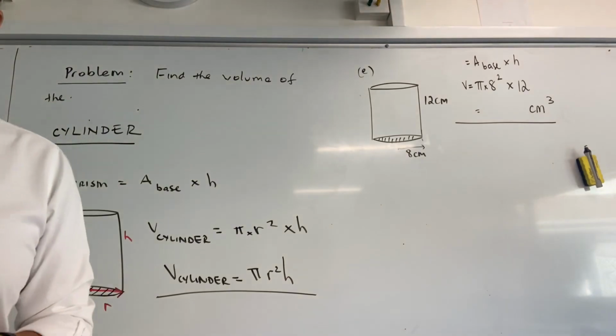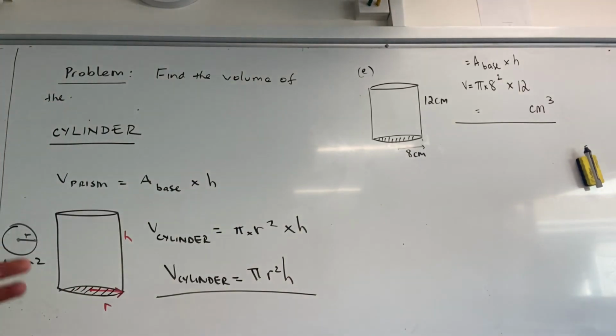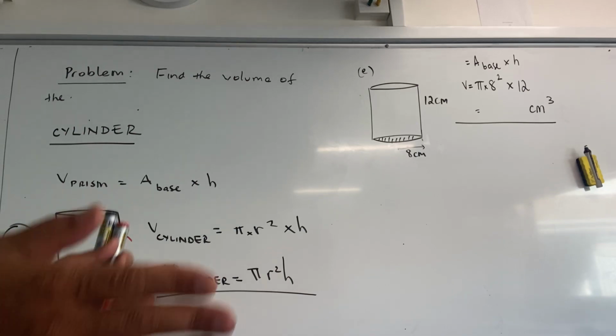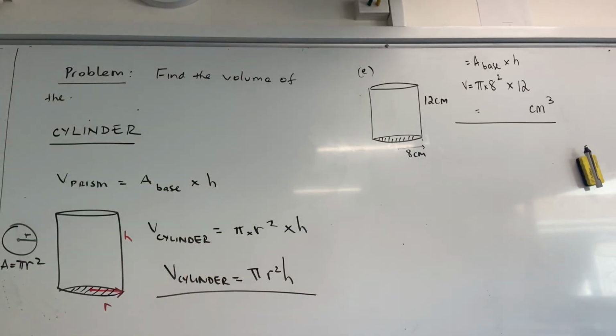All right, that's our first go at volumes, just prisms, okay? The prism sides rise vertically, right, at 90 degrees from the base. And if you can do that, the volume is always area of the base times the height. We'll see how you go.